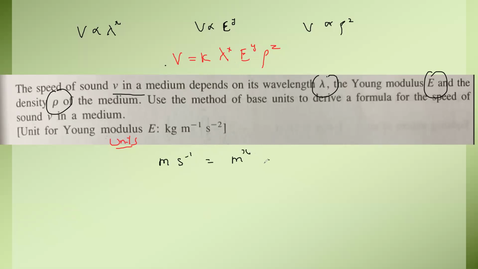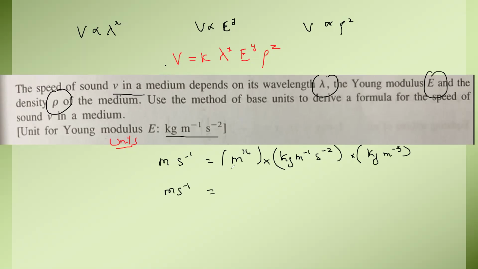What about the other one? The Young's modulus unit is given to you in the question. So it is kilogram, meter minus 1, second minus 2. And then the last one is density. What is the unit of a density? Kilogram per meter cube. So I can say kilogram, meter raised to power minus 3. So we'll simplify the equations, the units.